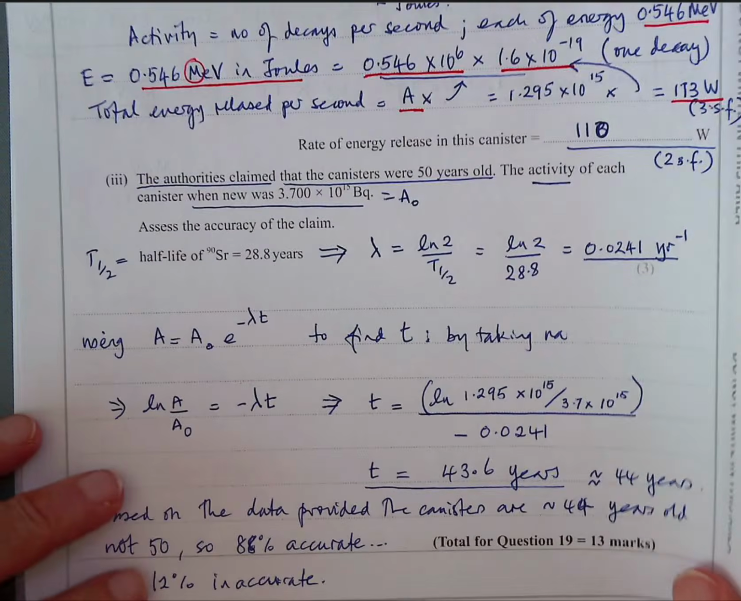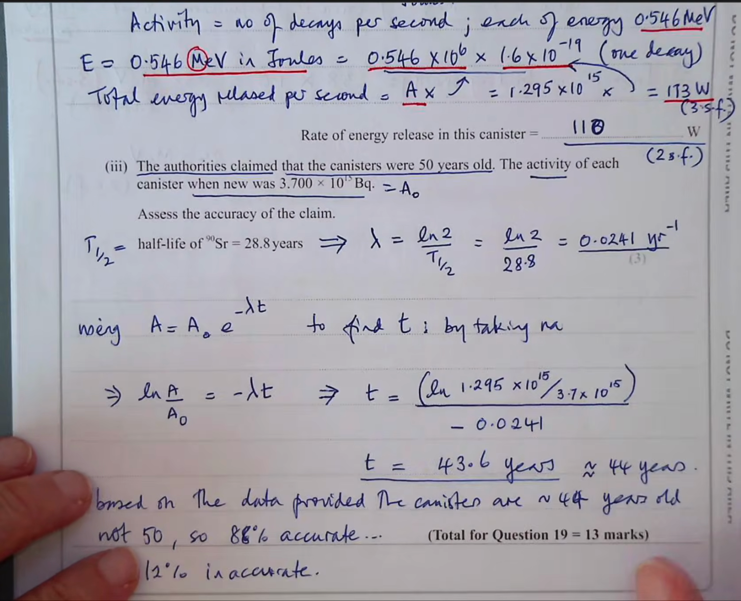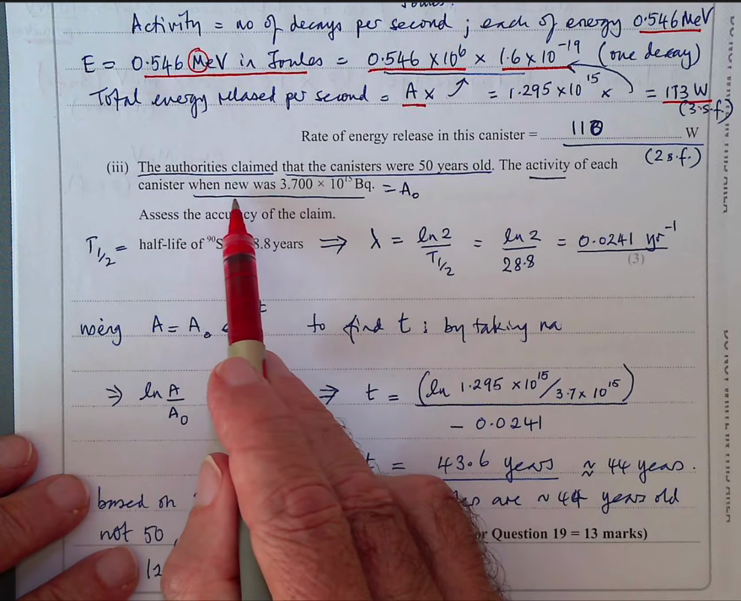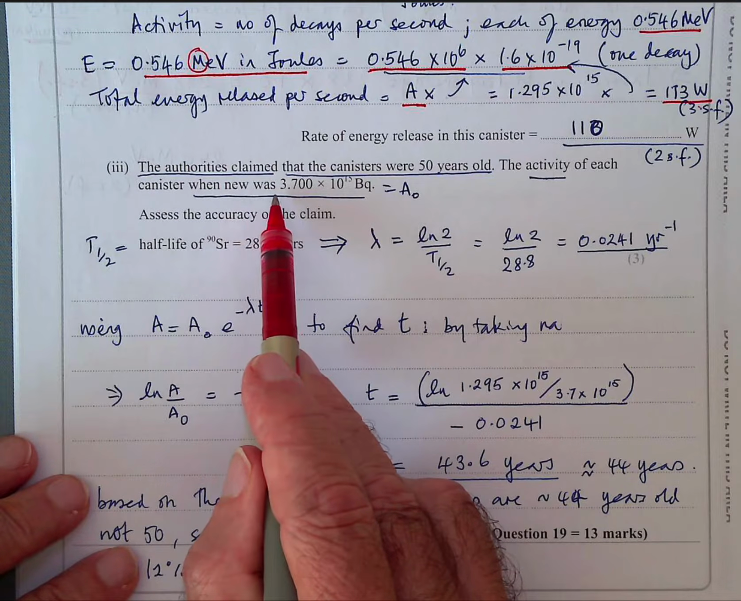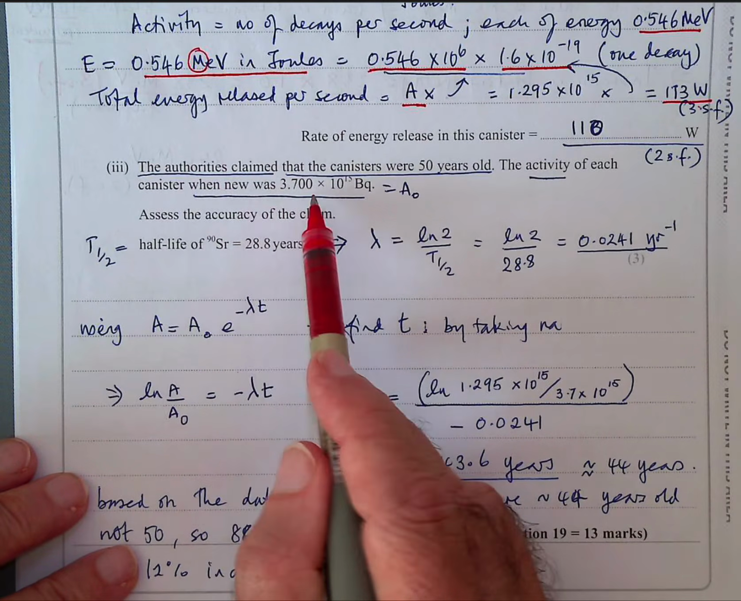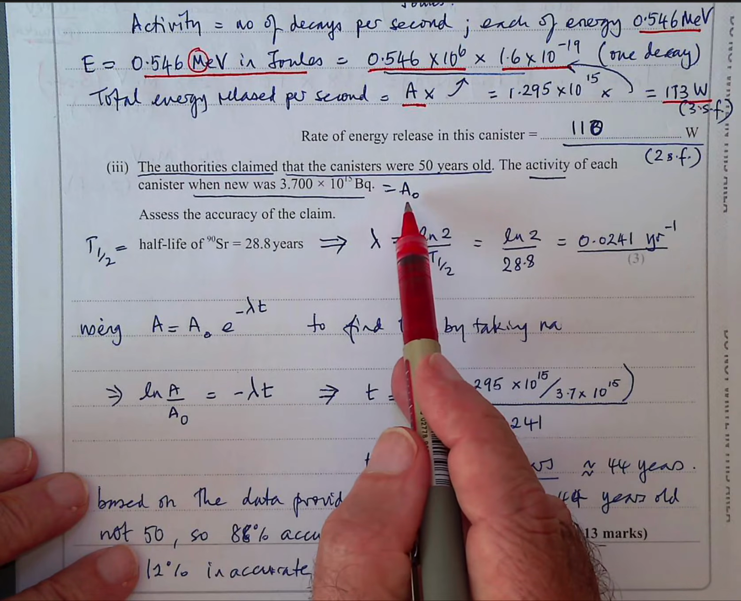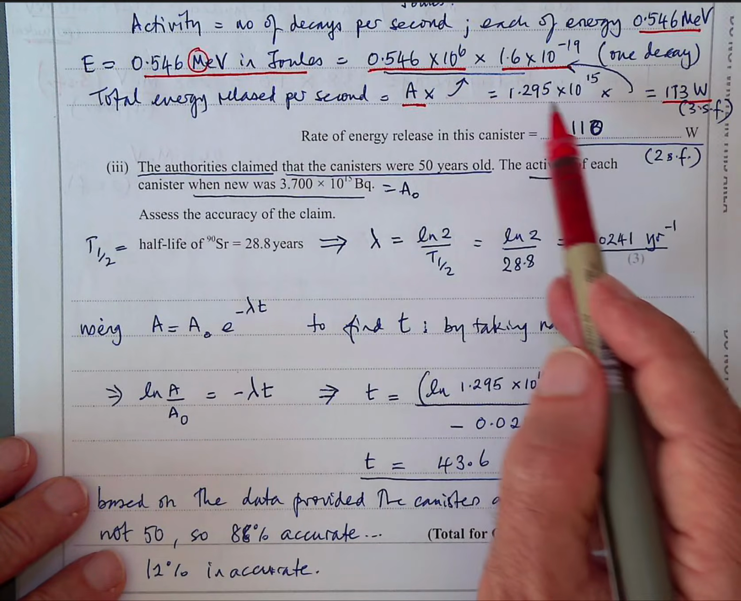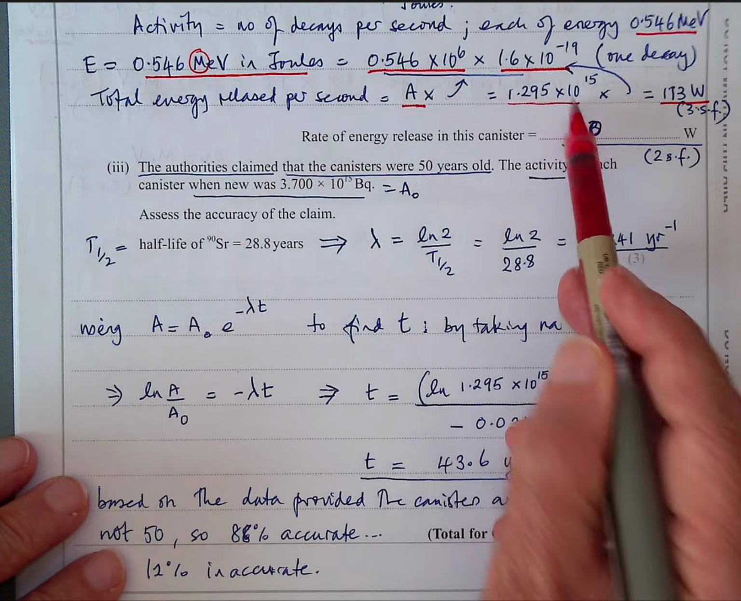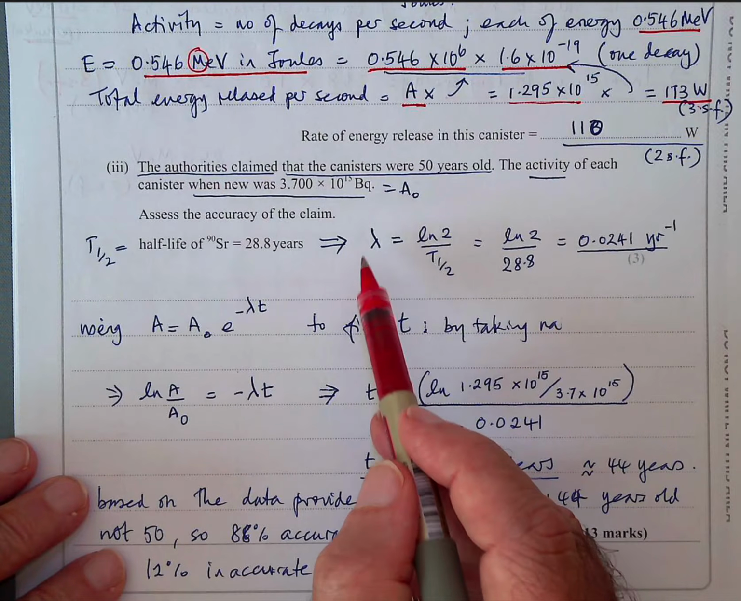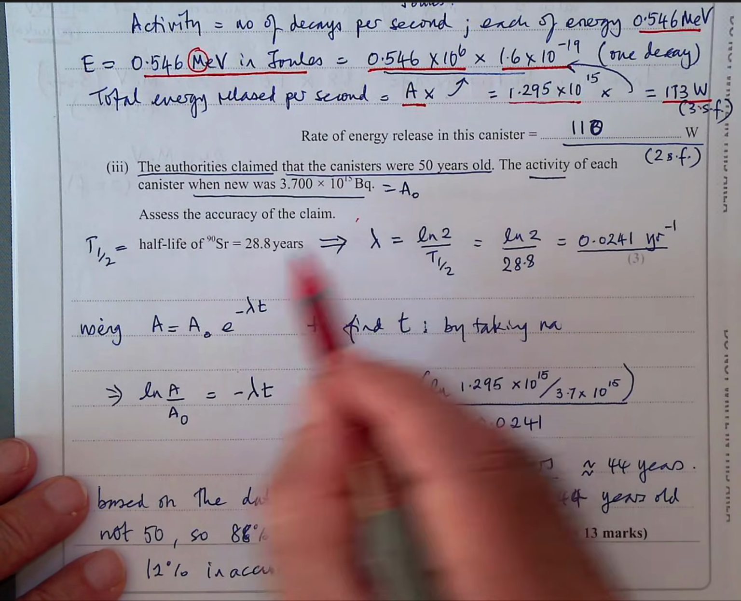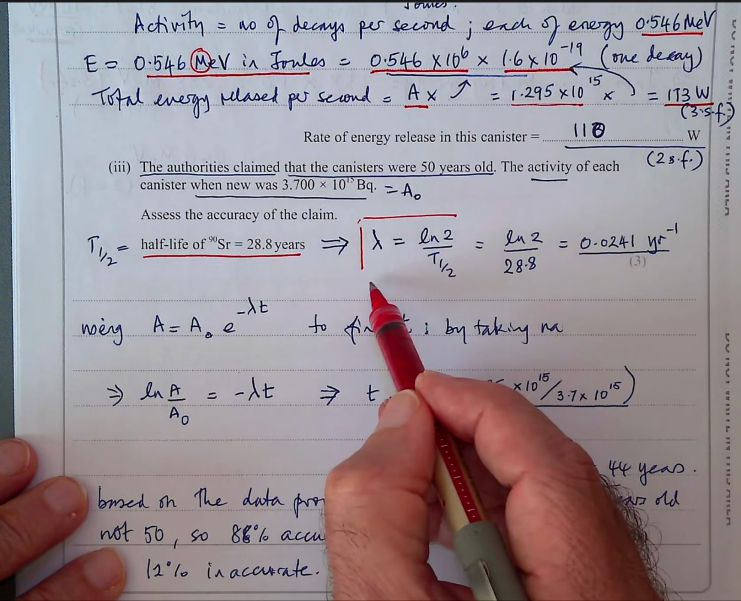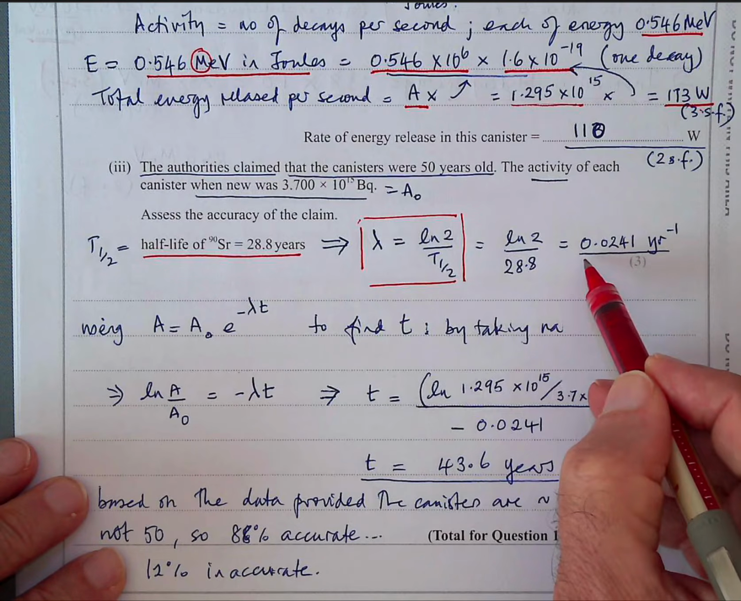The authorities claimed that the canisters were 50 years old. The activity of each canister when new would be this much, so that's the activity initially at time 0, and then we know the activity they've told us it is now, when it's old. You should be able to work out using the half-life knowledge. They're giving you the half-life, and you know the equation to change into the decay constant. So the decay constant is this.